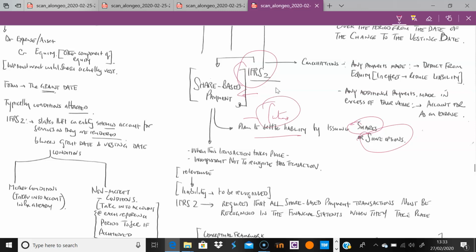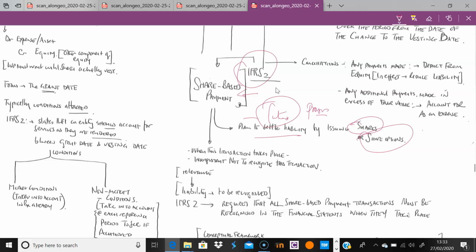So in effect, we're trying to recognize a provision of sorts. It's the same idea. How do we recognize this provision? But the whole idea is that we intend to settle via shares or share options. So again, we are incurring the service now, if you like. Typically this is really used to compensate employees.